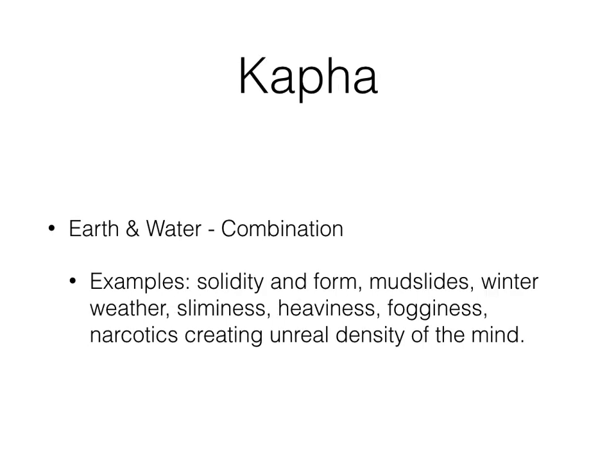The Kapha constitution is made up of earth and water. The examples are solidity and form. In nature, in the wintertime, when there's earth and water and a lot of rain, that sluggishness starts to come on. You see mudslides. The winter weather is very heavy. It's foggy. There's the sliminess of the mud, and also, in just another context, when people take drugs or narcotics, it creates an unreal density of the mind. So we can start to look at these constitutions from different perspectives, of how they either help you or bring more issues to the body and mind.